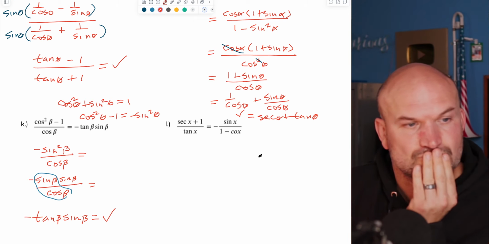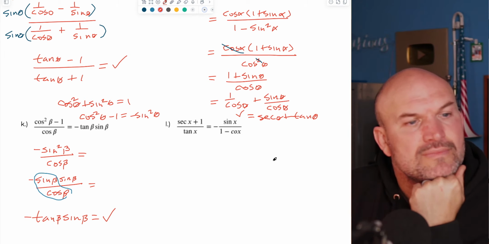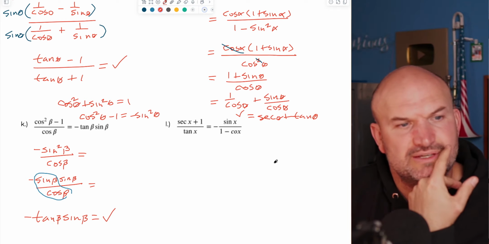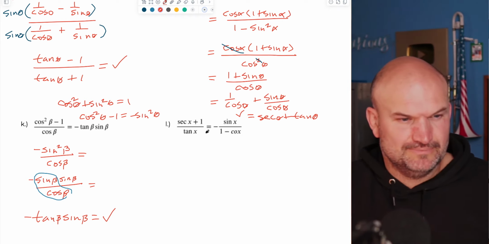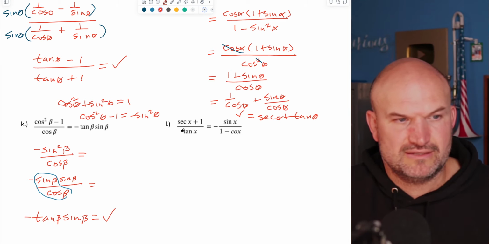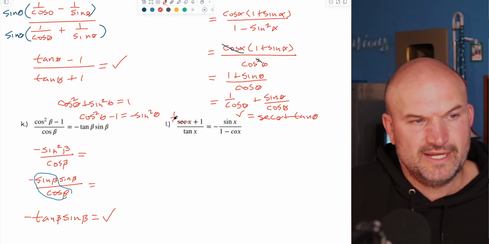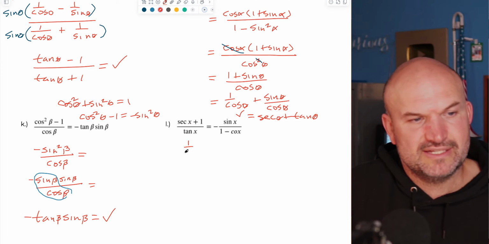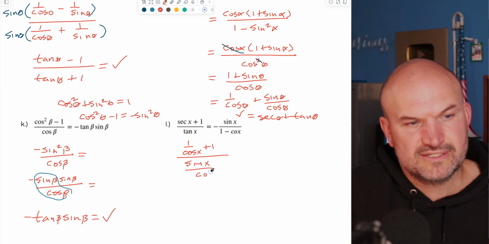So in this case, in this one, what could I do to get my sines and cosines? All right. So this one in terms of sines and cosine, I don't really like that. So what I'm going to do is rewrite this as a 1 over a cosine. Let's just rewrite the problem. So in this case, I can rewrite this as a 1 over a cosine of x plus 1 all over a sine of x over cosine of x.